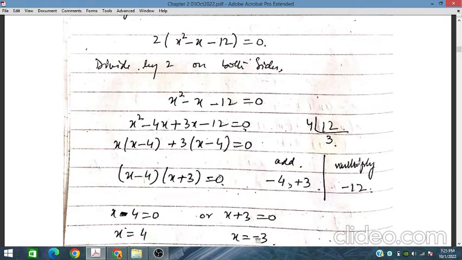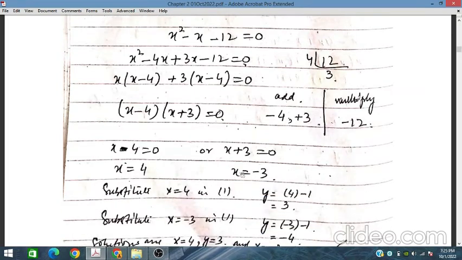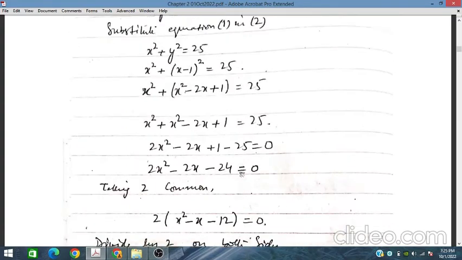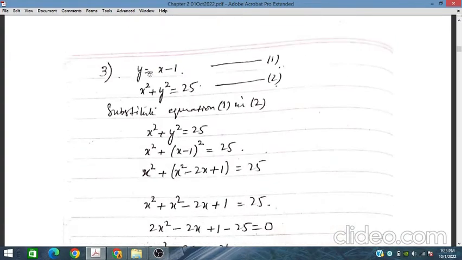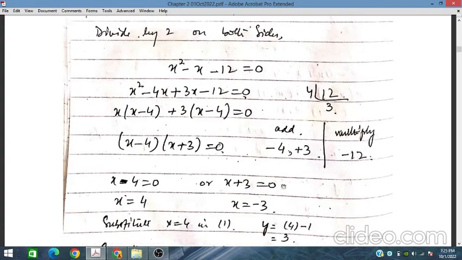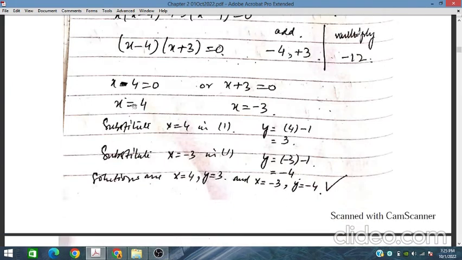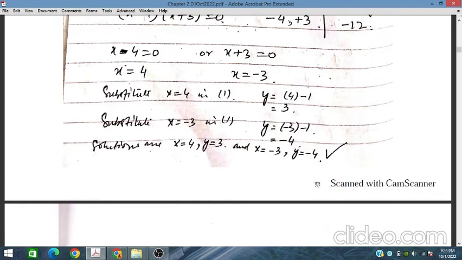x is equal to 4 and x is equal to minus 3. And by substituting this into the first equation, we get the value of y corresponding to the value of x. For x is equal to 4, we have y is equal to this. For x is equal to minus 3, y is equal to this. So we have these two possible points, 4 comma 3 and minus 3 comma minus 4.